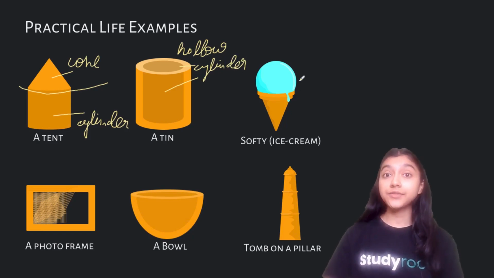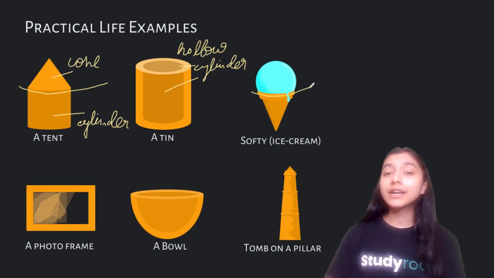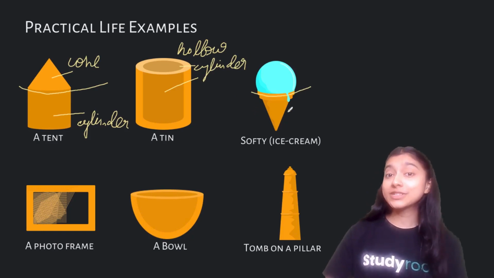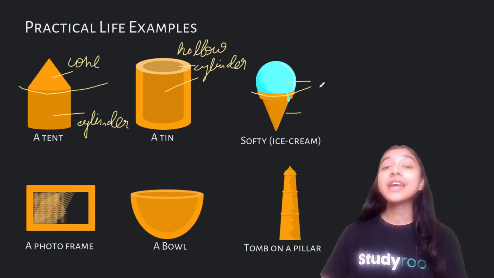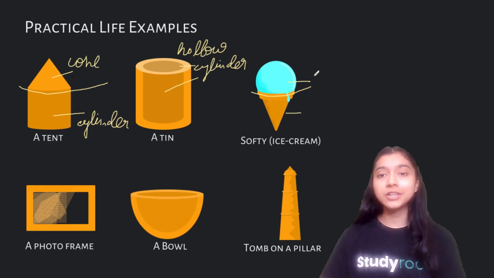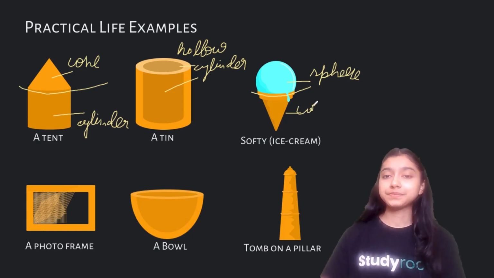The next thing we have is a softy ice cream. Now, the bottom part looks like a cone, and the top part, the scoop of the ice cream, is somewhat spherical in shape. So it's a sphere, and the bottom part is a cone.